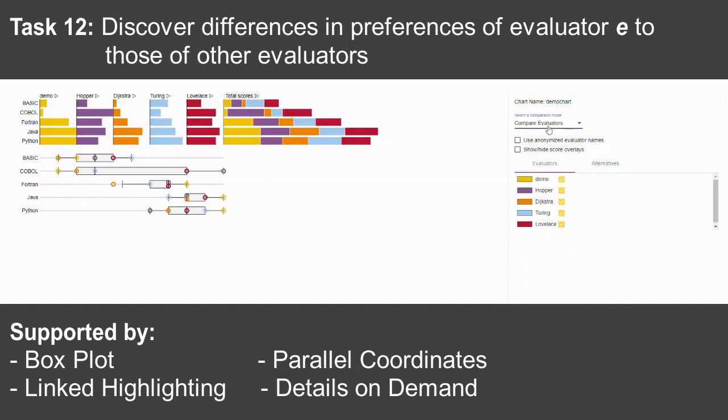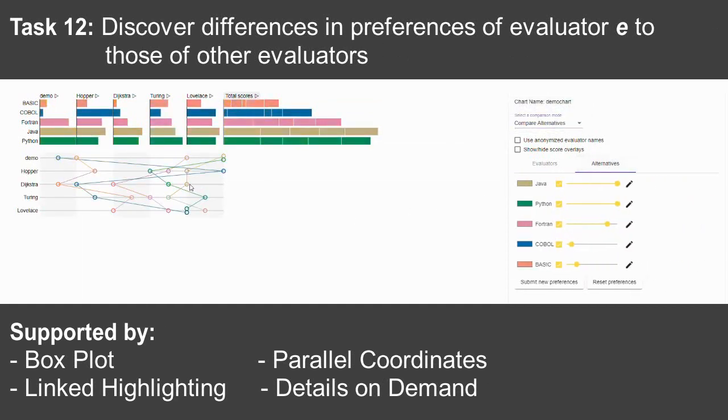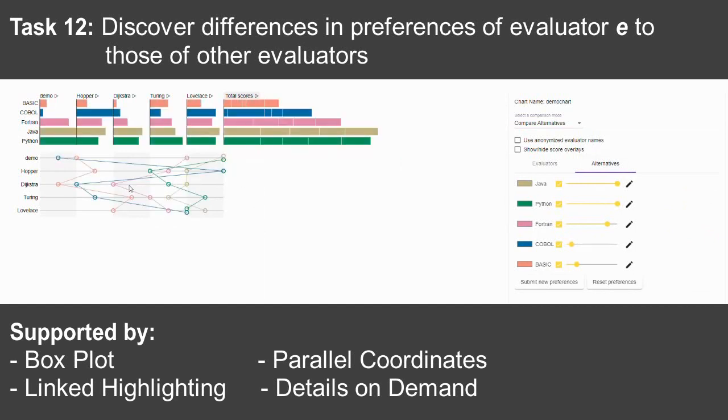While the box plots allow direct comparison of an evaluator's preferences to the rest, this can also be done in compare alternatives mode with parallel coordinates and linked highlighting.